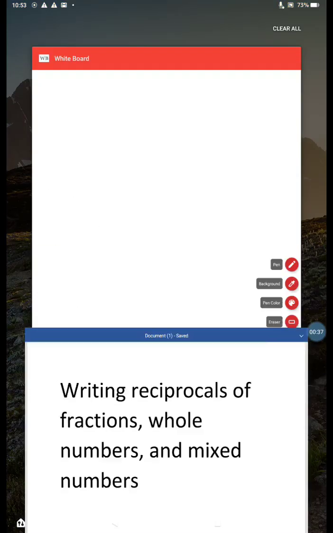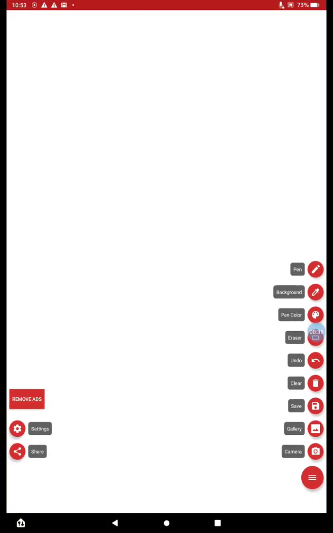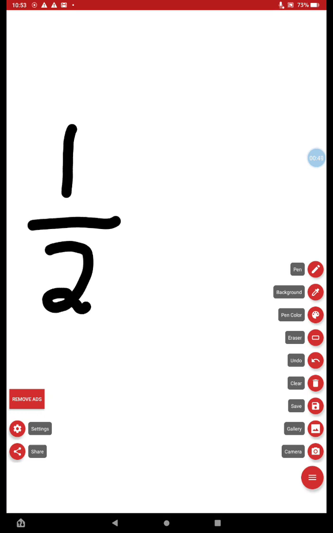Alright, let's jump into it. Now, a reciprocal of a fraction, all that means is the opposite of the fraction, okay? So if I look at the fraction 1/2, that's like if you cut your pizza into only 2 pieces and you eat one of them, you eat 1/2. Well, what's the opposite of 1/2?